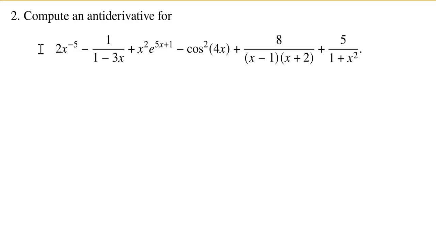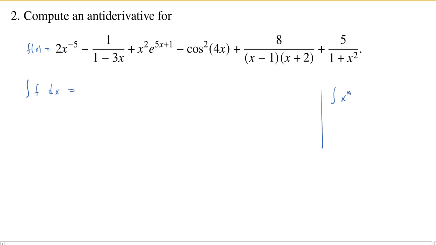So let me give a name to this function just so I don't have to copy the whole thing down. So how about we'll call this f of x. So if I wanted to compute an antiderivative for f, so this is the antiderivative symbol, then an antiderivative, well, let's see. First we want to hit this first one, and we want to use the power rule. So the power rule tells us that an antiderivative for something in the form x to the n is going to be 1 over n plus 1 times x to the n plus 1, provided n does not equal -1.